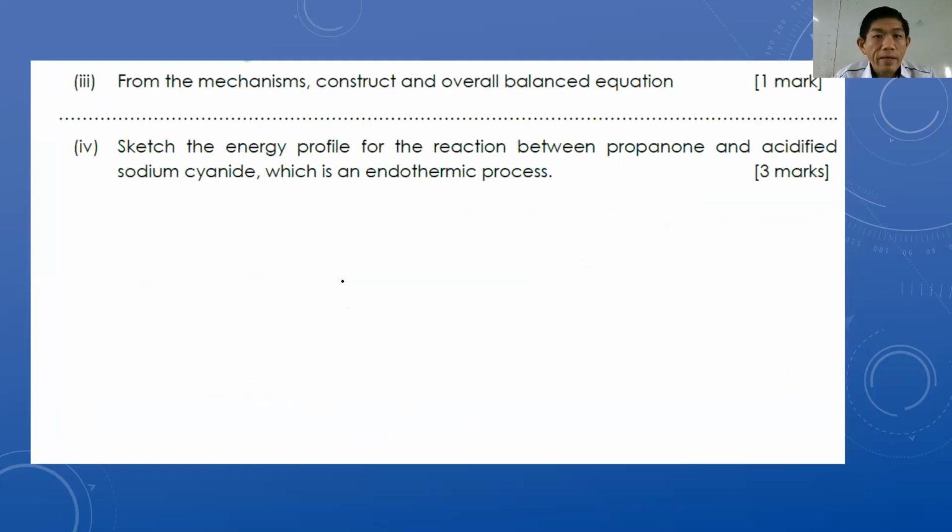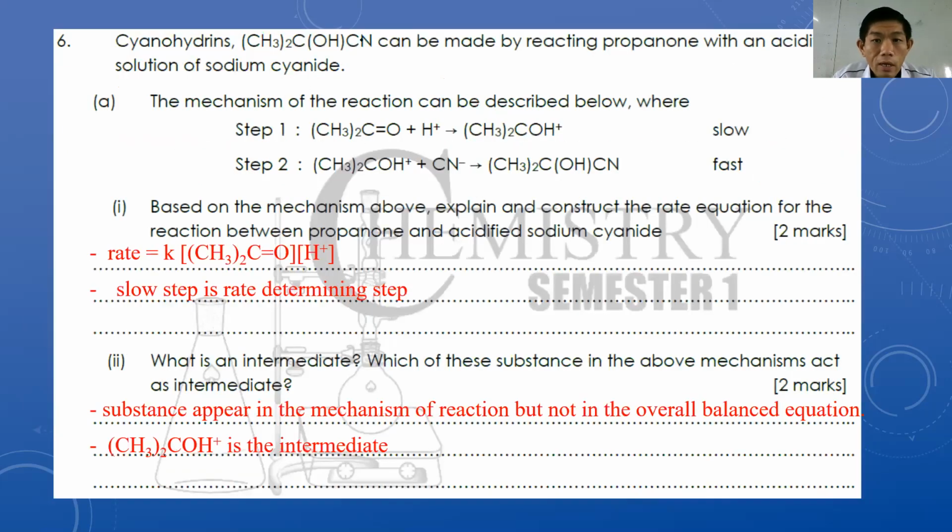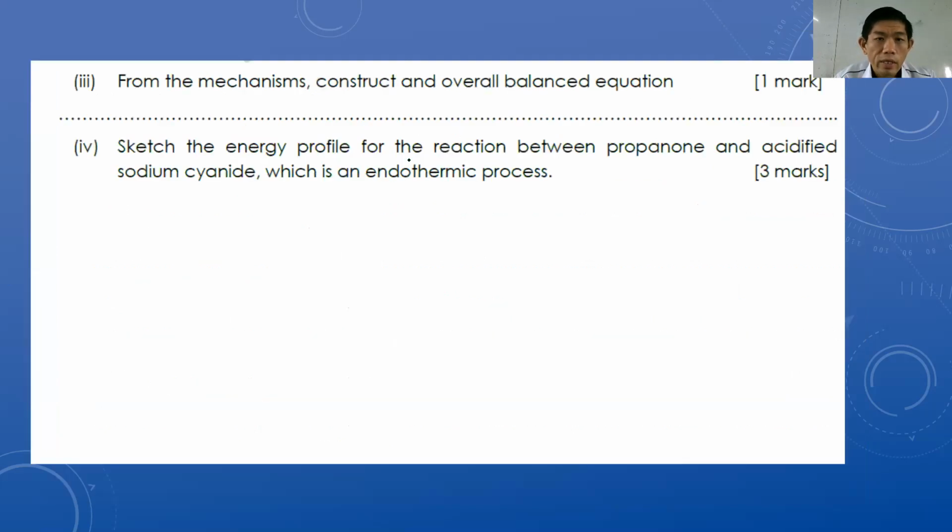And then number 3, from the mechanism, construct an overall equation for the reaction. You can cancel in between the (CH3)2C+OH. Cancel and cancel. So at the end of the day, what do you get? You get (CH3)2C=O + H+ + CN- gives (CH3)2COHCN.